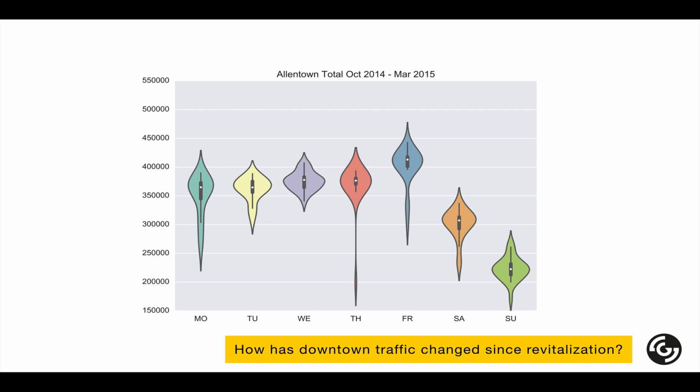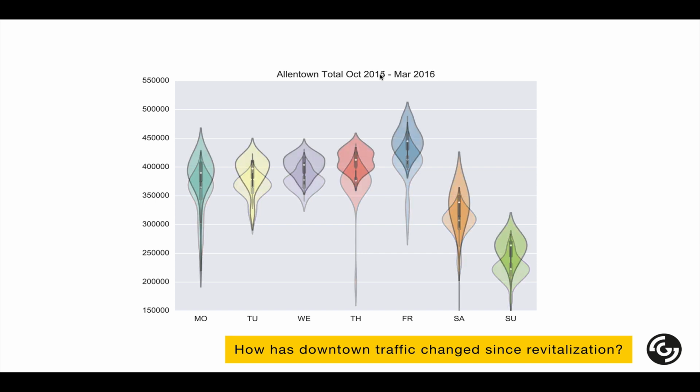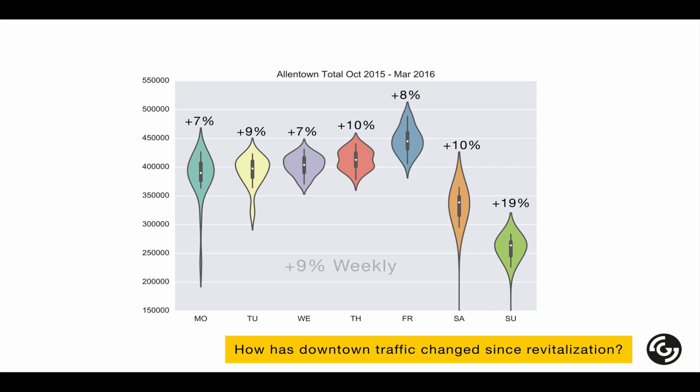So from October 2014 to March of 2015, we collect data, and we can see these profiles. And then 1 year later, we see these profiles move up. And in fact, we see a 9% weekly increase in traffic. And the largest increases were Thursday, Friday, and or the weekend, which is nice.